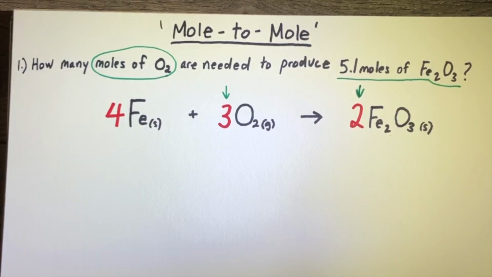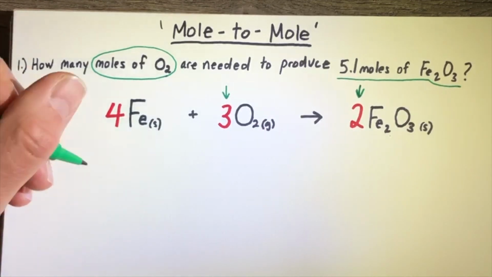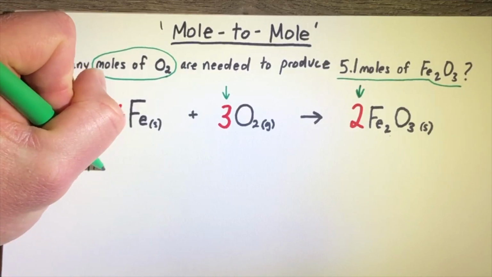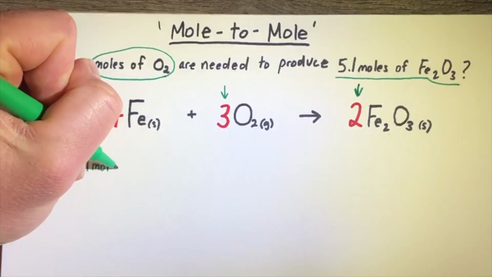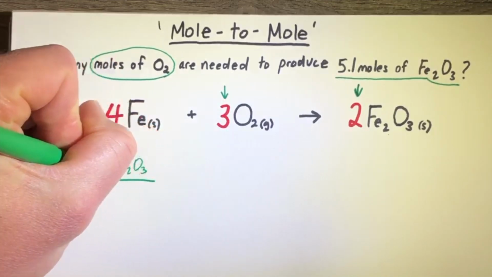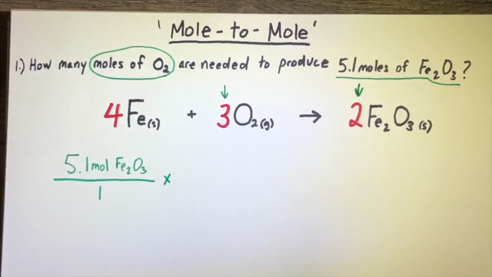All right, so once we have it set up, remember the number we underlined is the number we're starting with. It's given 5.1 moles, so it's unit and what we're talking about, Fe2O3. Remember, that's just always over 1. Sweet, that's our first setup right there.